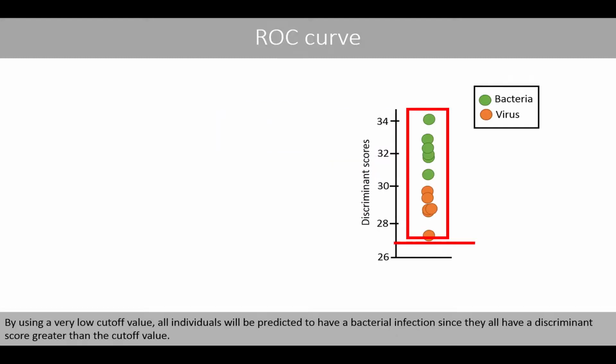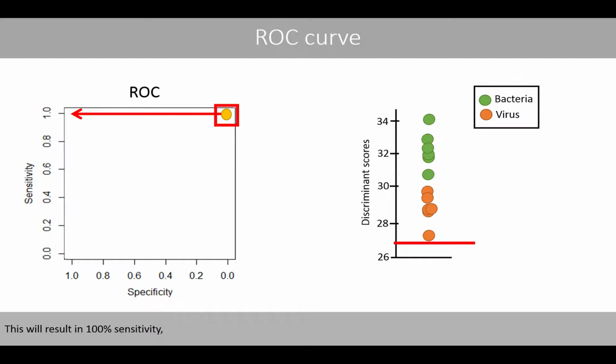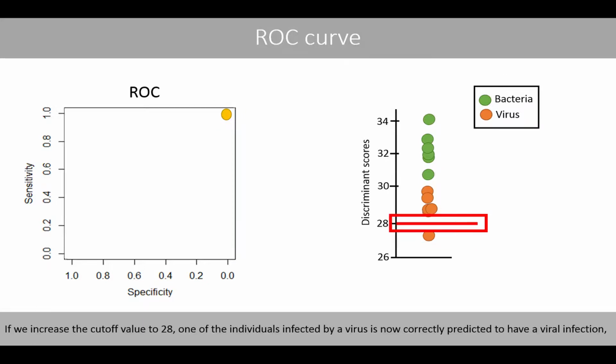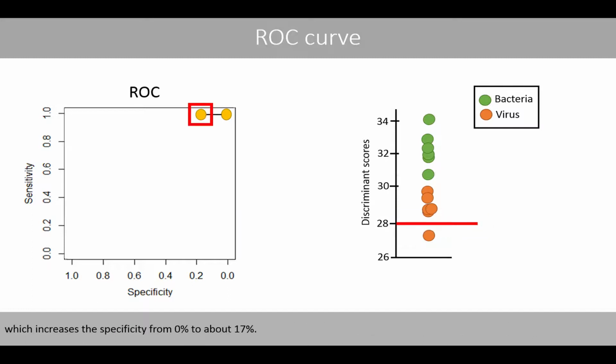By using a very low cutoff value, all individuals will be predicted to have a bacterial infection since all have a discriminant score greater than the cutoff value. This will result in 100% sensitivity and 0% specificity. If we increase the cutoff value to 28, one of the individuals infected by a virus is now correctly predicted to have a viral infection, which increases the specificity from 0% to about 17%.